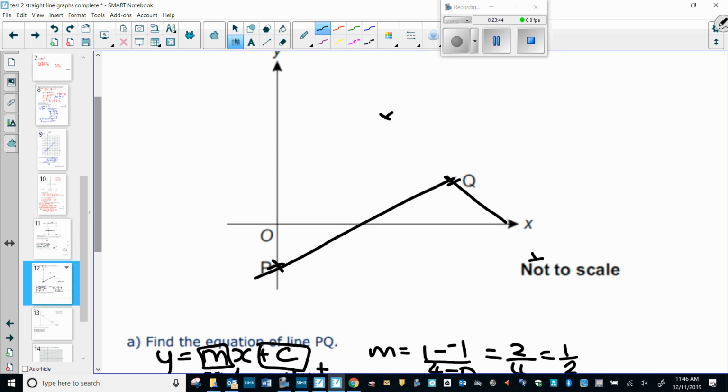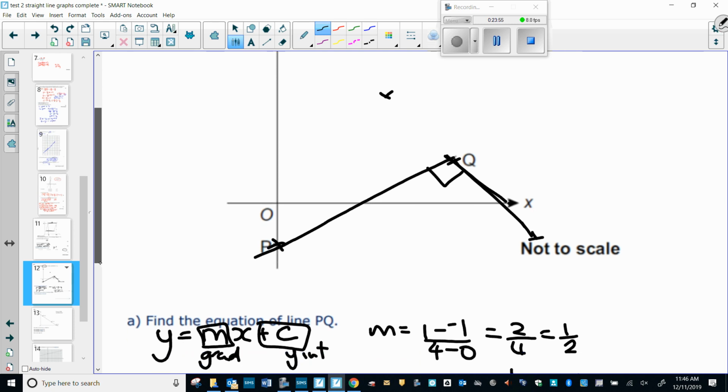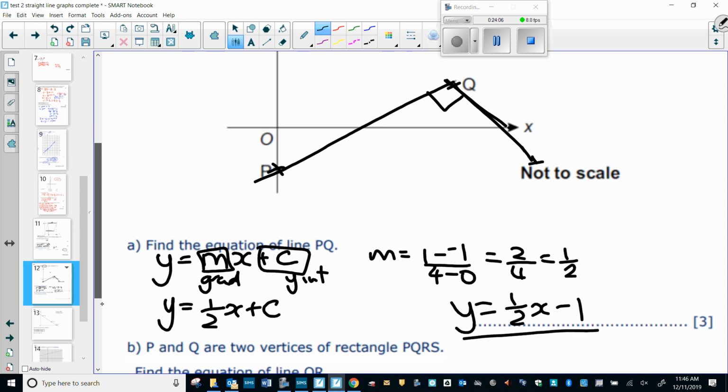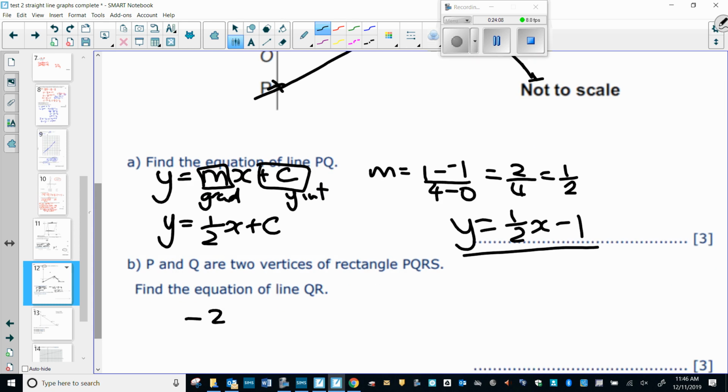QR is going to be what relationship to that line? Perpendicular. Nice. Are you all happy with that? So if I know the gradient of this one is, we just worked it out, a half. So this gradient is 1/2. What would the gradient of QR be? -2 over 1, or -2.